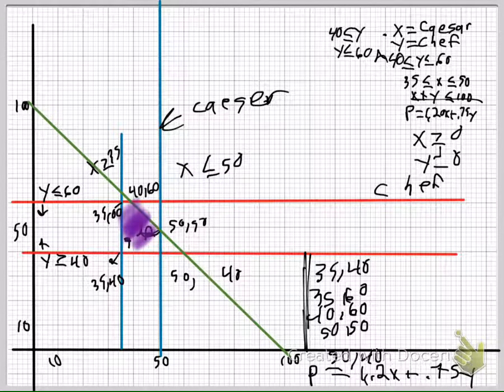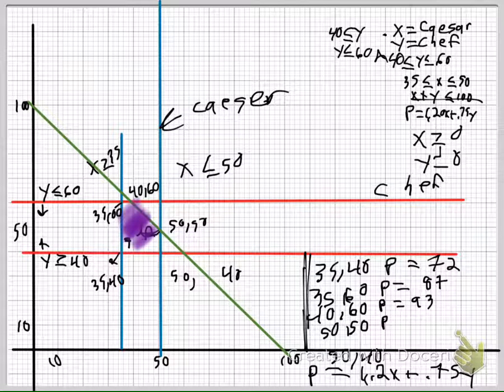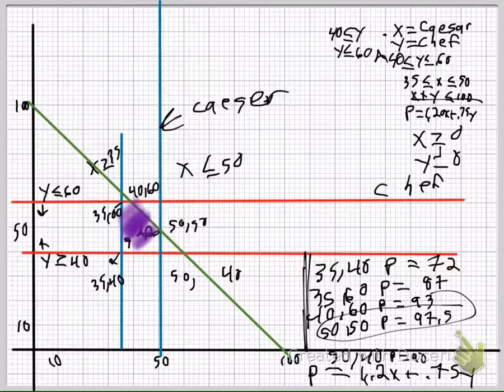So what I do now is I run those two numbers. Each of those are ordered pairs through the equation. For the first one, I get p equals 72. For the second one, I get p equals 81. For 40-60, I get p equals 93. For 50-50, I get p equals 97. And for 50-40, I get p equals 90.